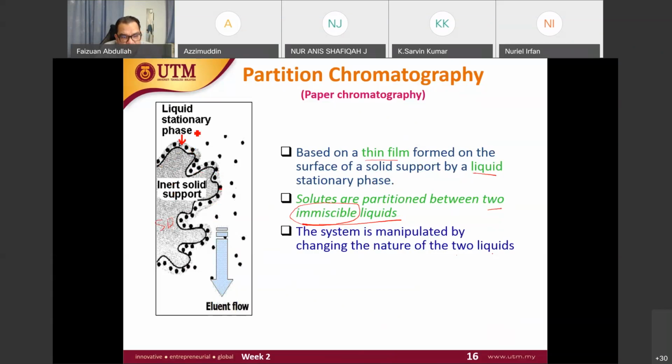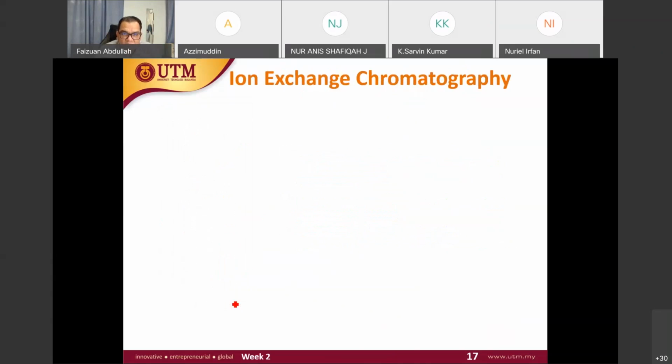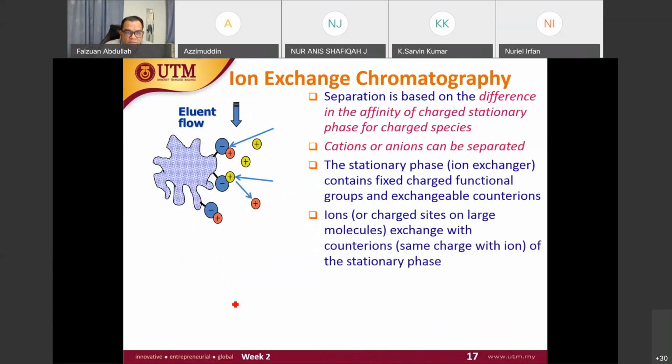We can manipulate the nature of the two liquids for the analyte to attach on the surface, and then we can release it back using eluent. So this is how partition chromatography works, and we also have ion exchange chromatography.